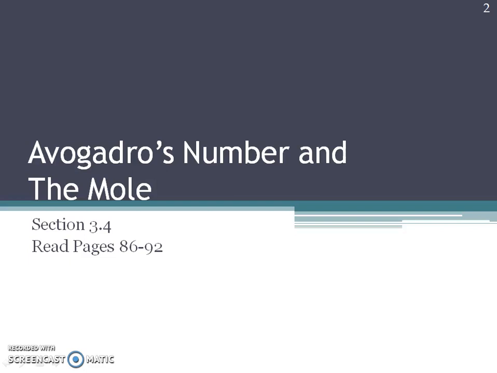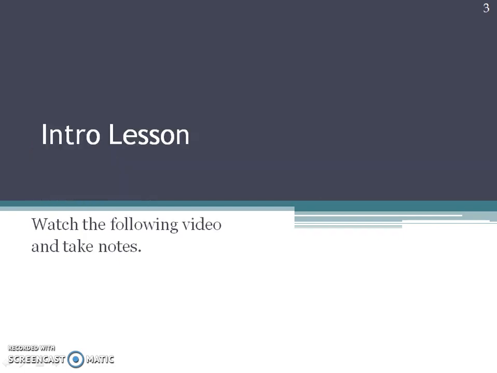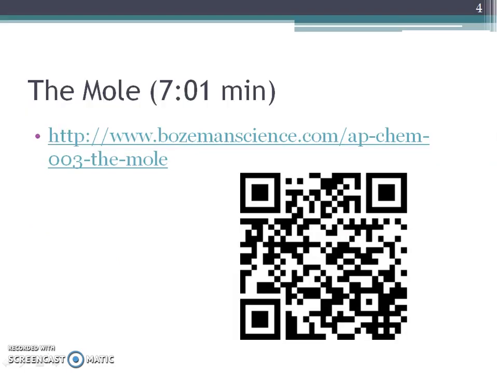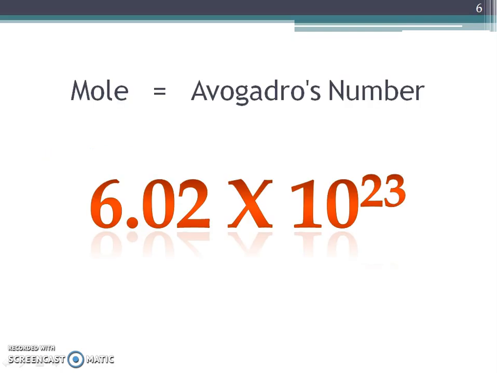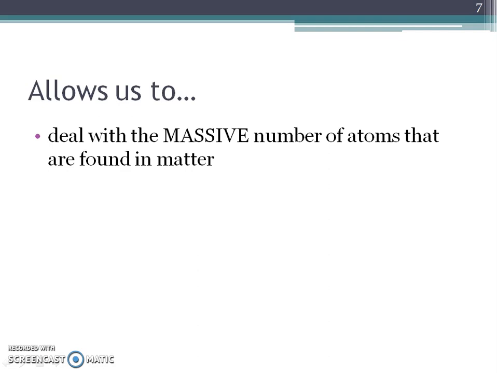This is Mrs. O'Neill for AP Chemistry, Chapter 3, Section 4, Avogadro's number and the mole. You should have watched that intro lesson on the mole. Here are my notes. You should know Avogadro's number. It is either 6.02 or 6.022. Use the number that's on your reference sheet.